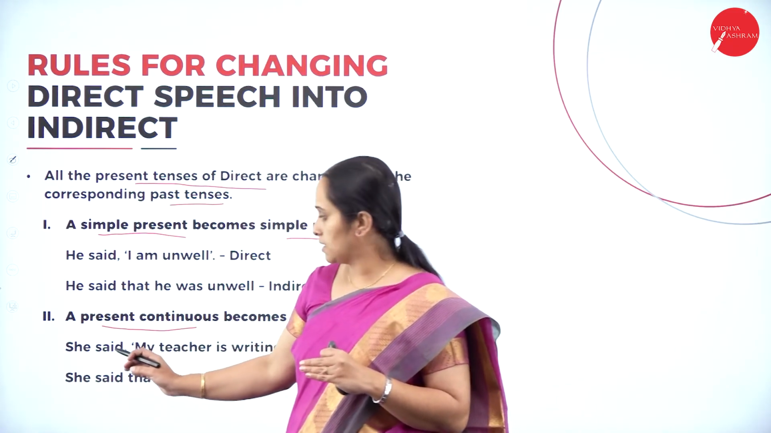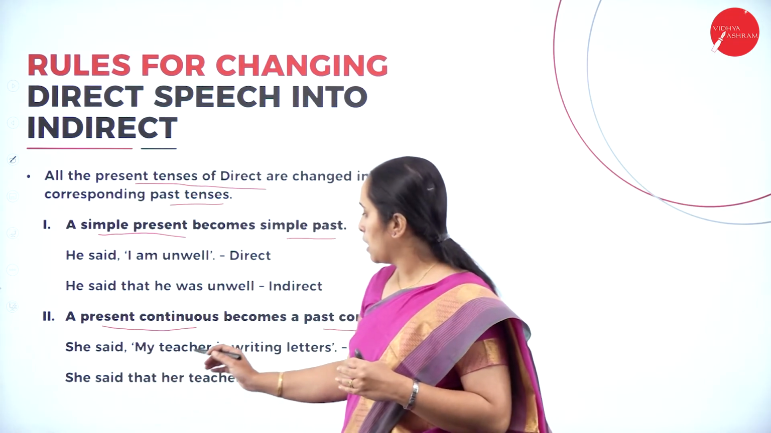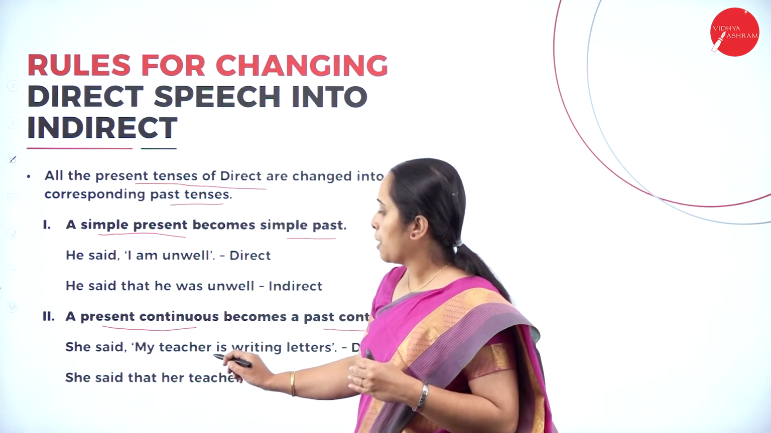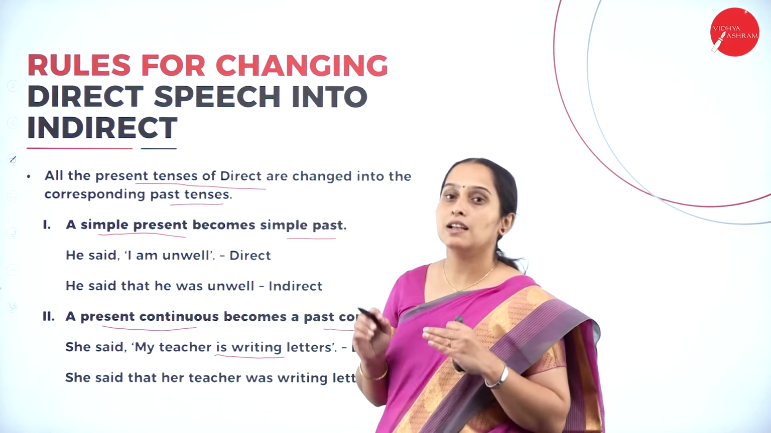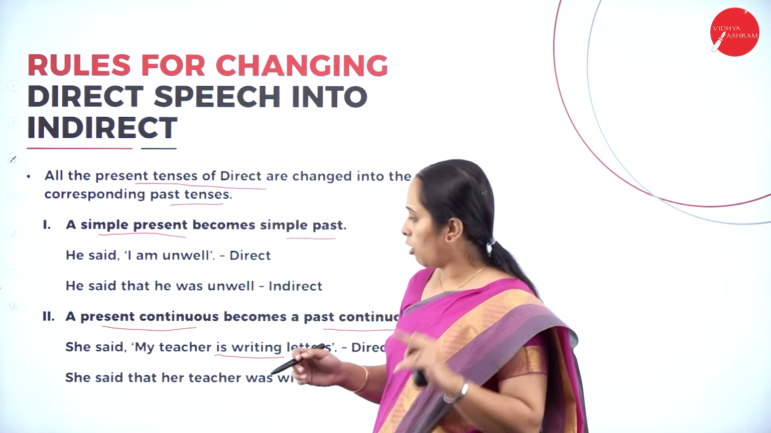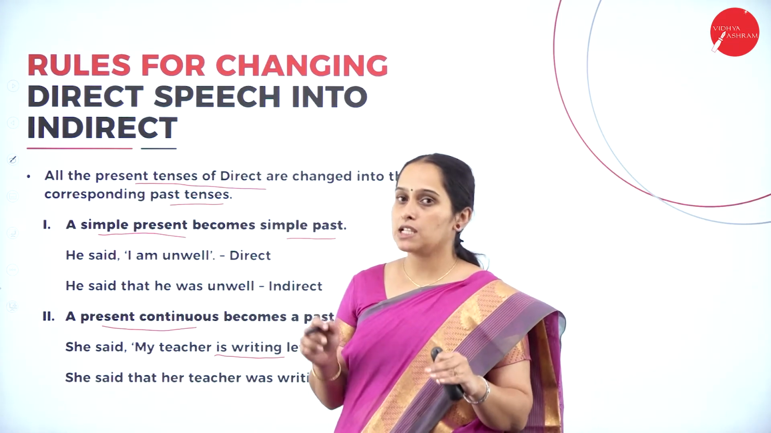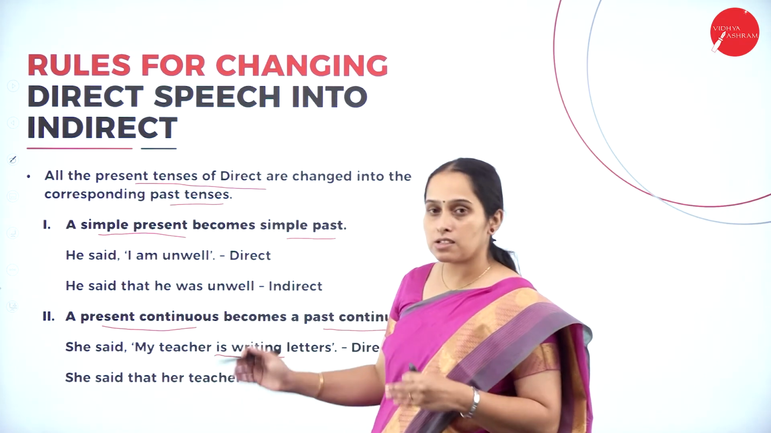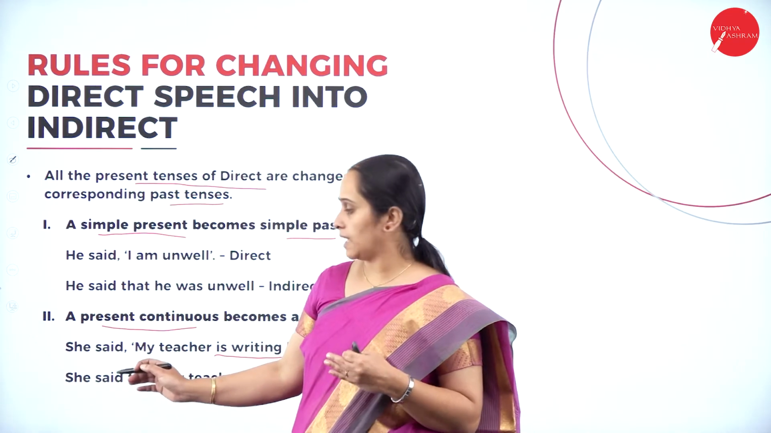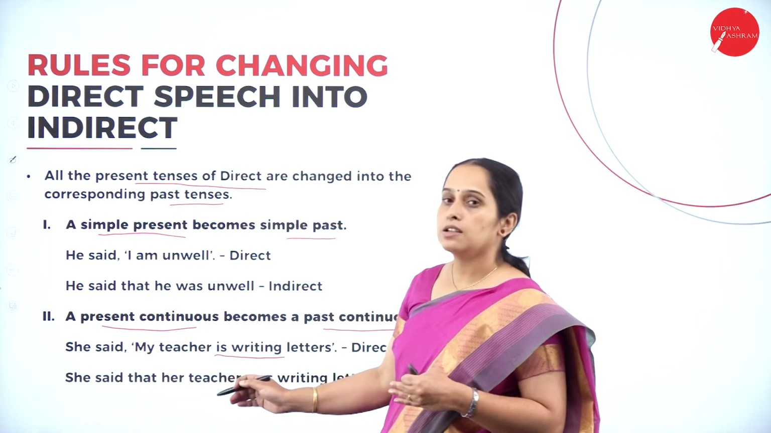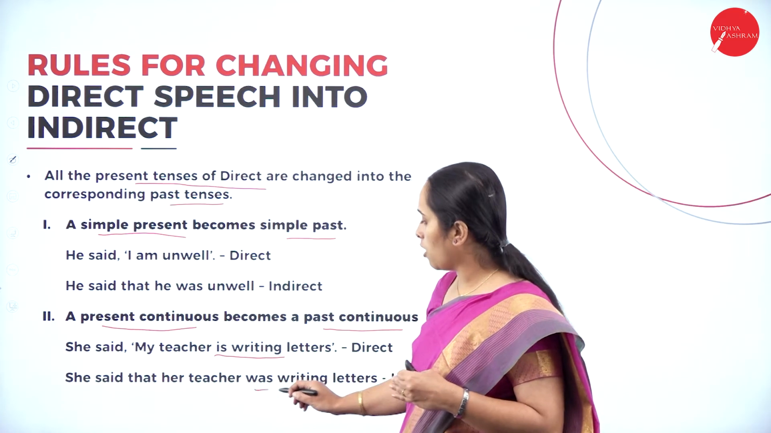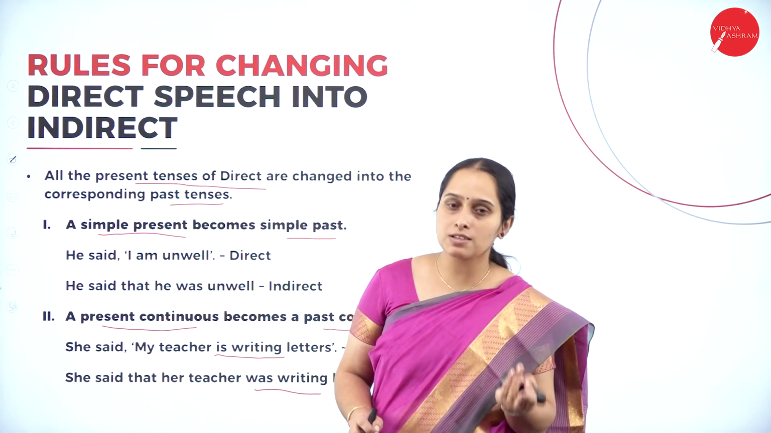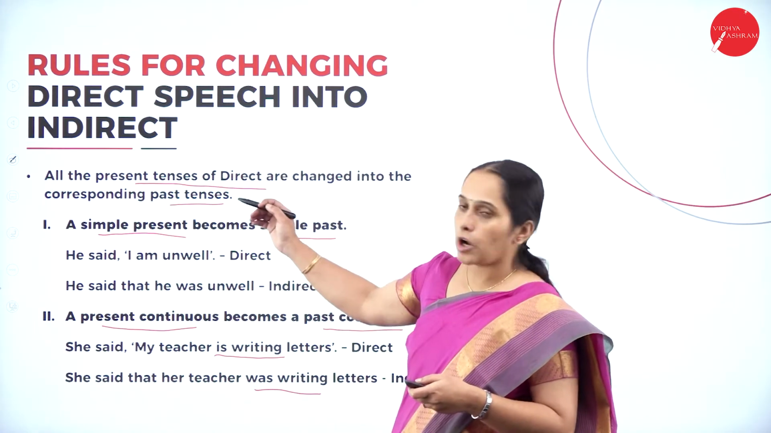So here is the example. She said, "My teacher is writing letters." That is in direct speech. Always remember that direct speech will be in inverted commas. When we change that into indirect speech, it's like this: She said that her teacher was writing letters. So now you understood this one.